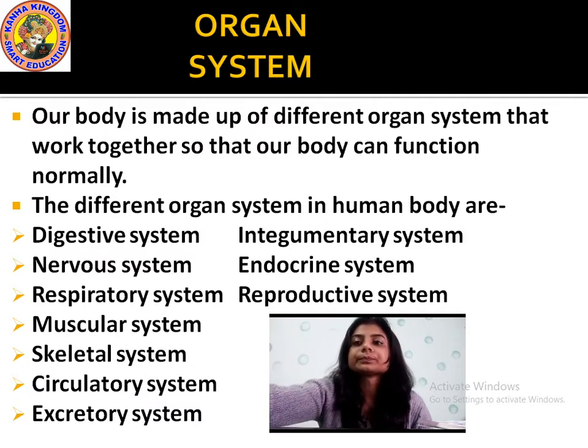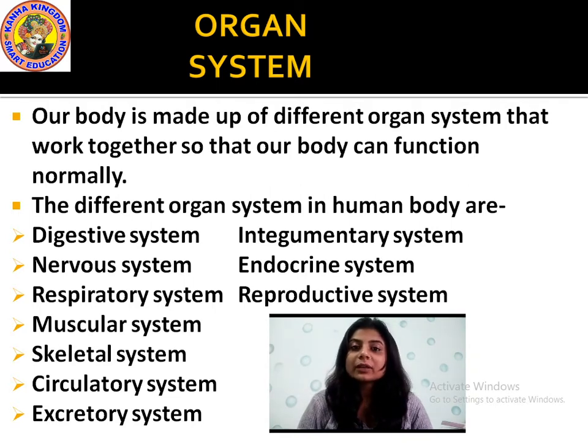I will tell you. There are 11 organ systems in our body. Number 1, digestive system, nervous system, then respiratory system, muscular system, skeletal system, circulatory system, then excretory system, integumentary system, endocrine system, and reproductive system. These are the different organ systems in your body.